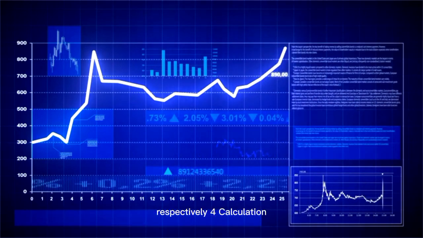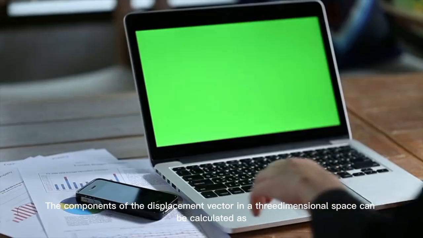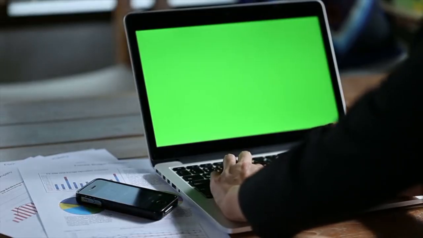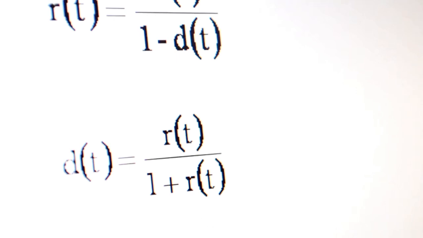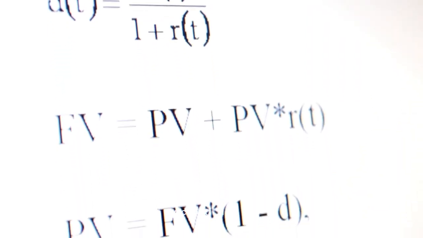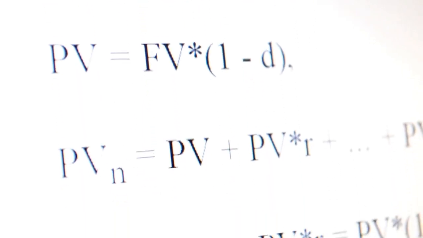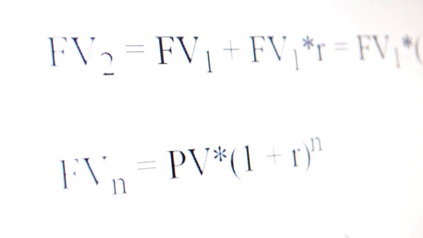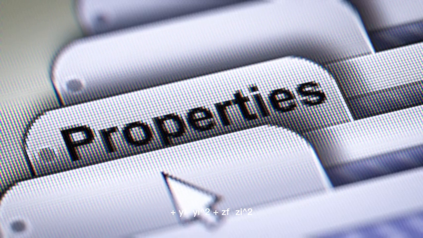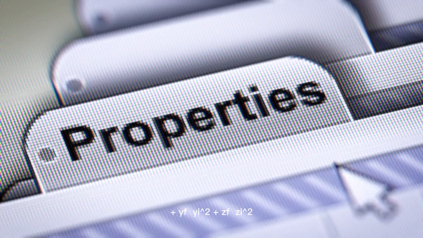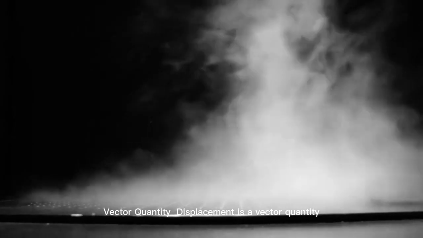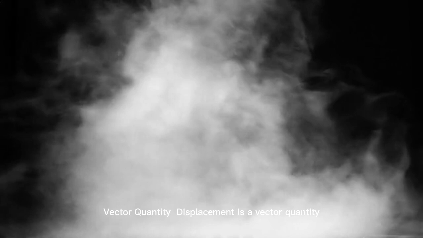Here, \vec r_i equals (x_i, y_i, z_i), and \vec r_f equals (x_f, y_f, z_f), are the position vectors of the initial and final positions, respectively. For calculation, the components of the displacement vector in a three-dimensional space can be calculated as \vec d equals (x_f minus x_i, y_f minus y_i, z_f minus z_i).